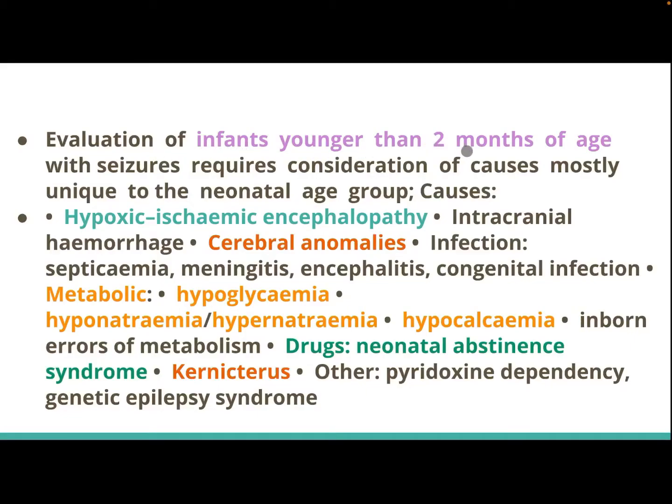Evaluation of infants younger than 2 months of age with seizure requires consideration of causes mostly unique to the neonatal age group. Causes may include hypoxic ischemic encephalopathy, intracranial hemorrhage, cerebral anomaly, infection, septicemia, meningitis, encephalitis, congenital infection, metabolic causes, hypoglycemia, hyponatremia, hypernatremia, hypocalcemia, inborn errors of metabolism, drugs, neonatal abstinence syndrome, kernicterus, others like pyridoxine dependency, genetic causes, and epilepsy syndromes. This will be discussed in another lecture.